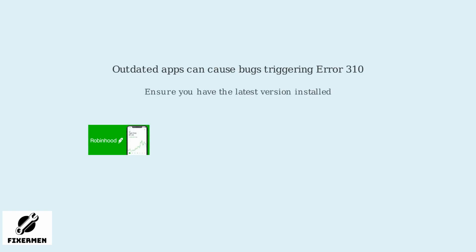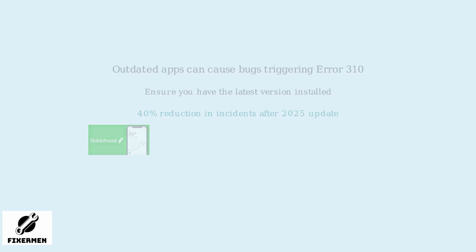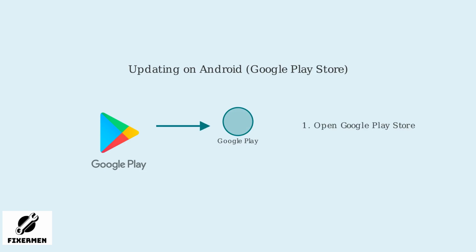Outdated app versions can have bugs that trigger Error 310. Ensure you have the latest version of the Robinhood app installed from the App Store for iOS or Google Play Store for Android. Robinhood's internal metrics showed a 40% reduction in incidents after updating the app in late 2025. For iOS users, start by opening the App Store on your device. Search for Robinhood in the App Store and look for any available updates. For Android users, open the Google Play Store on your device, navigate to My Apps and Games, and update Robinhood if an update is available.